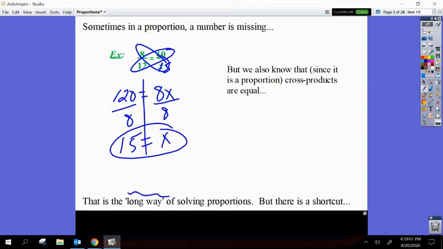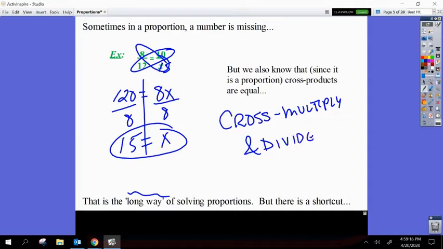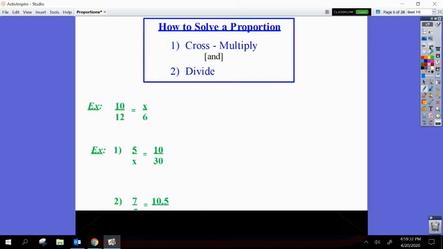The short way is just to do what's called cross multiply and divide. You still need to make your loops to help you know. You cross multiply the two numbers that you can and then divide by a third. I'm not a huge fan of teaching it that way, but in this quick virtual learning situation we're finding ourselves in, it's the most efficient way for you to understand how to do this. We cross multiply, then divide.